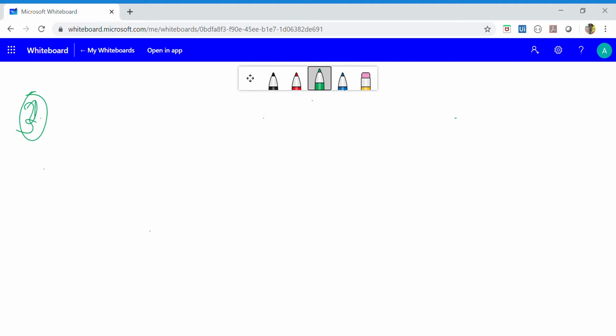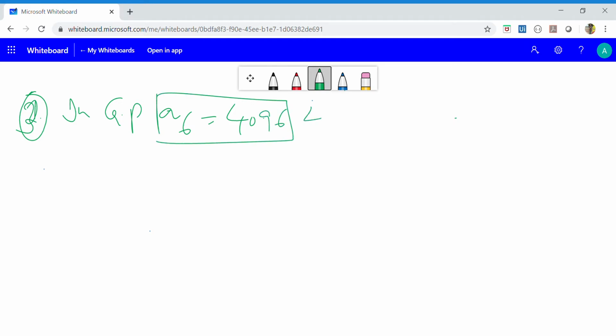So in a GP, what is given? A6 is equal to 4096 and a is equal to 128. Find r. This is already given in the question paper. Why I am discussing this is that by seeing this, so many guys will get confused. So easily you can solve this.